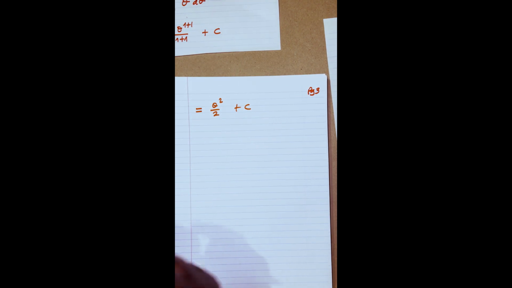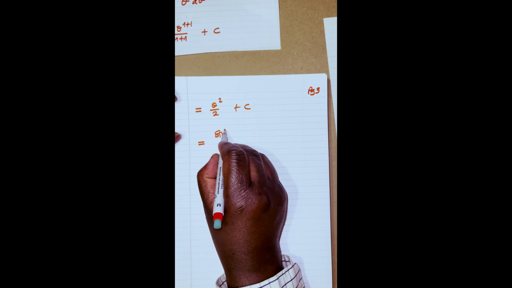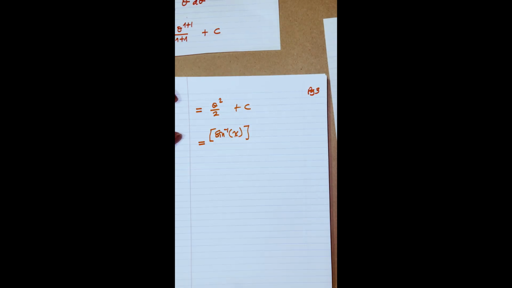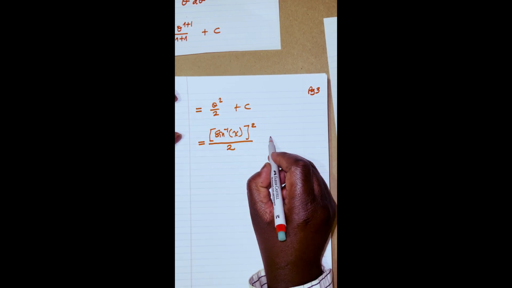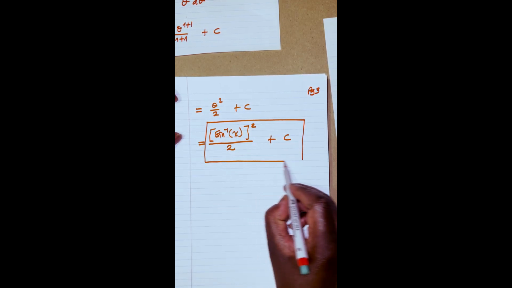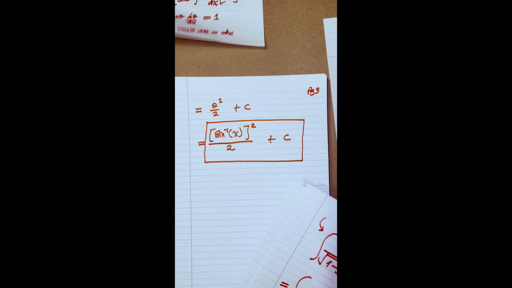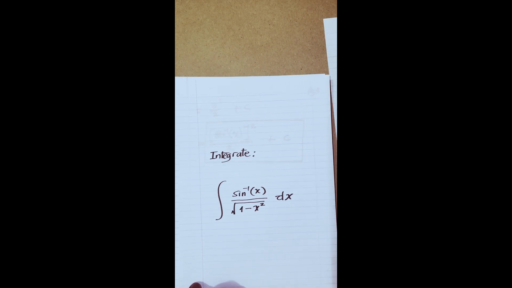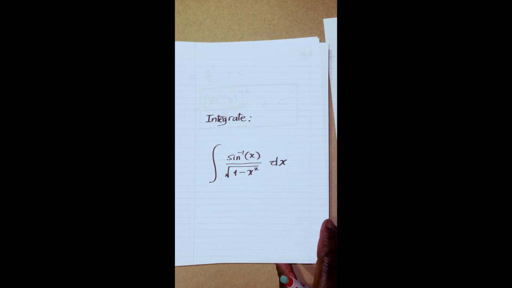So our final solution then is going to be equal to, in the numerator, sine inverse of x, squared, because remember we have a square there, and we're supposed to divide this by 2, and then plus c. So this is the final solution to our integral. Just to remind you, the integral we've been evaluating is this one here. This is the integral we have been working on. The integral of arc sine or sine inverse of x all over the square root of 1 minus x squared dx.